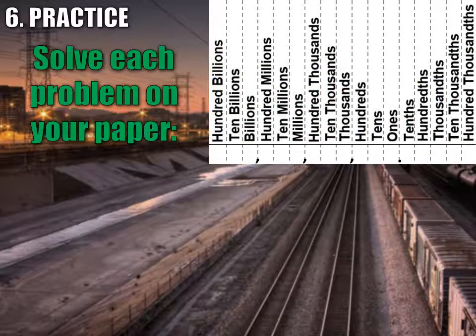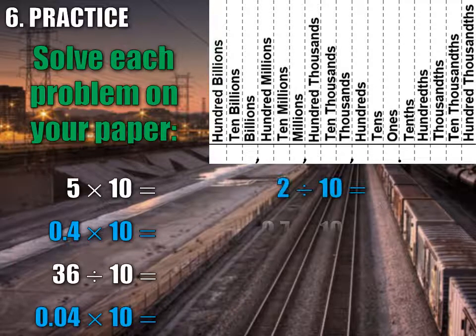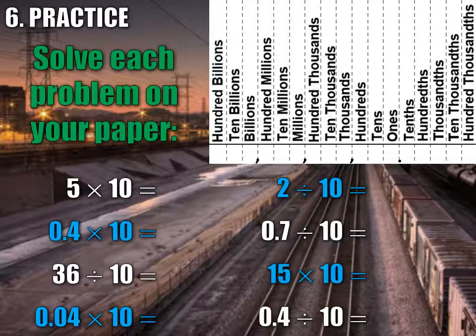I'd like you to solve each of these problems on your paper. Please do not use a calculator to solve these problems. If you use a calculator for these multiply and divide by 10 problems, it's defeating the entire purpose of this lesson. You need to solve these problems using the rules we just went over of getting one space larger or getting one space smaller. I'll give you about 30 seconds to finish these up.